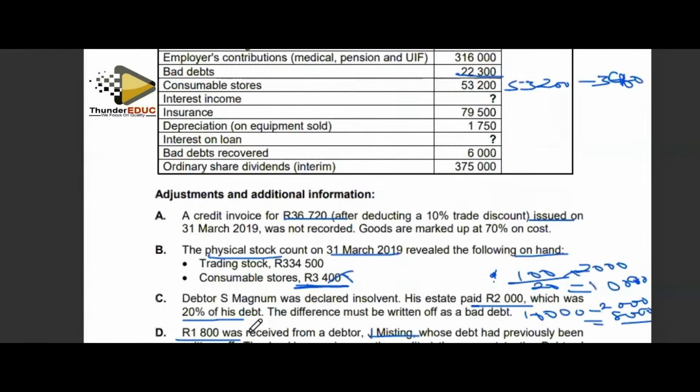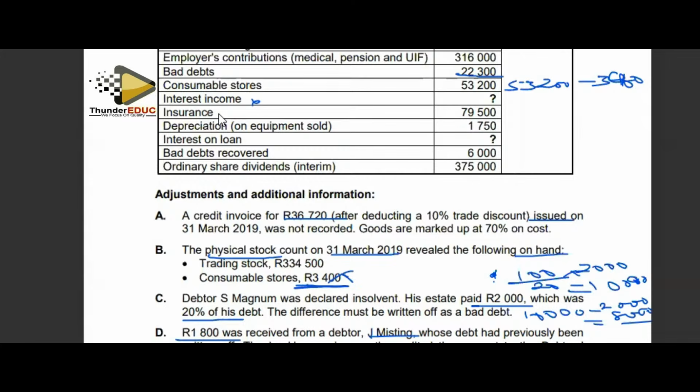Then we go and look, so that one we are done also, we go and look for the other expense. The other expense is talking about interest income. No, this is not an expense, so we have to leave it for now. Insurance, that's another expense. Remember, interest income, this is money coming in. It's not an expense. For now, we are dealing with only expenses, okay?